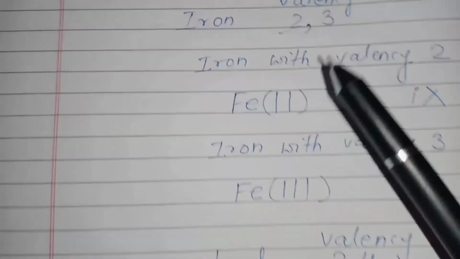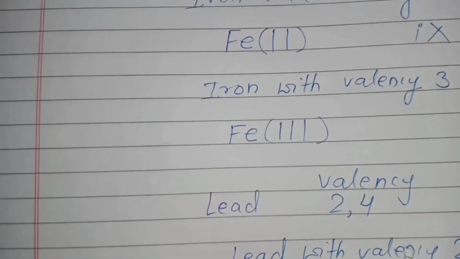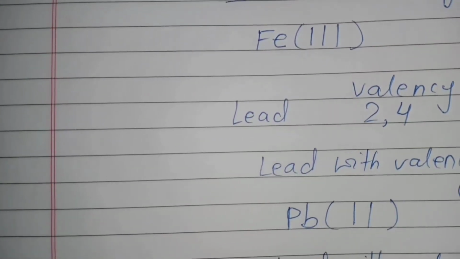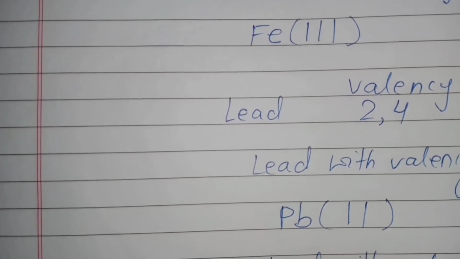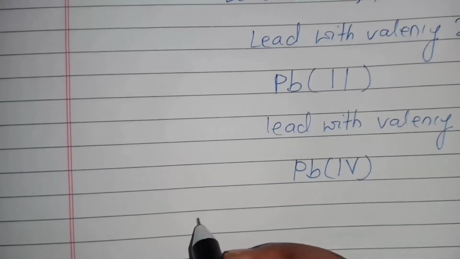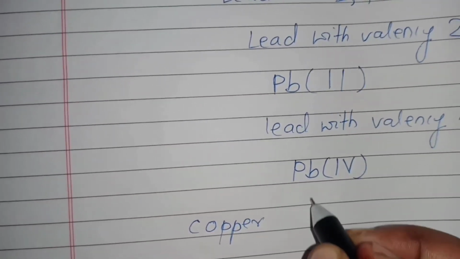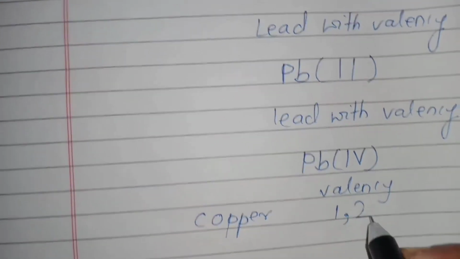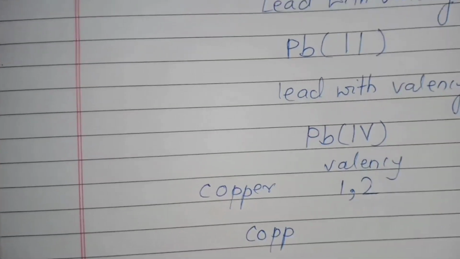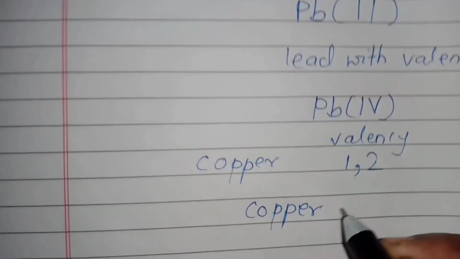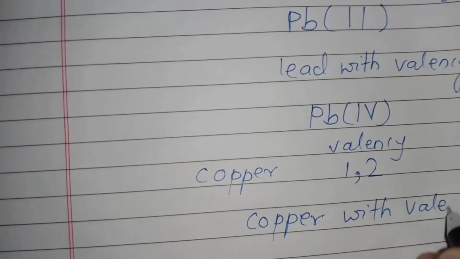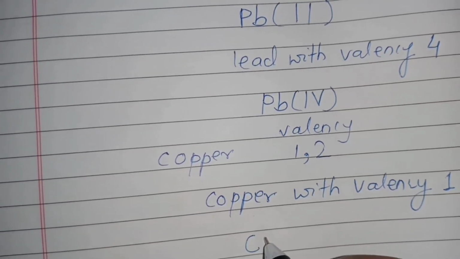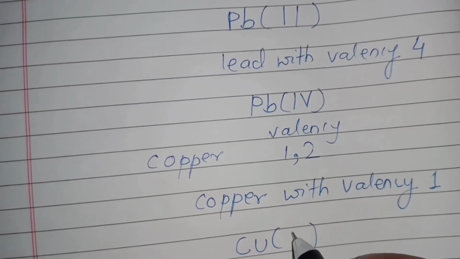Like iron, you have seen it has two valencies, lead also has two valencies. In copper also two valencies are there. So let me write here, copper valency. And what are the valencies? 1 and 2. So copper with valency 1, how do we represent it? Copper symbol is Cu. In the bracket, for 1 we will write the capital Roman numeral.